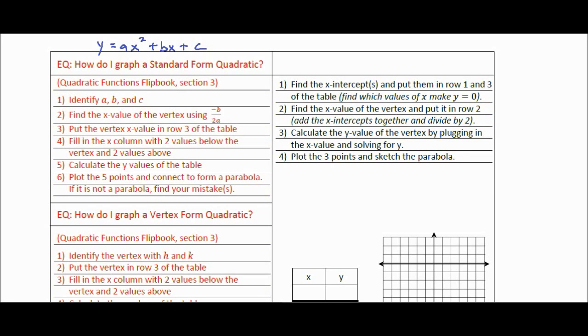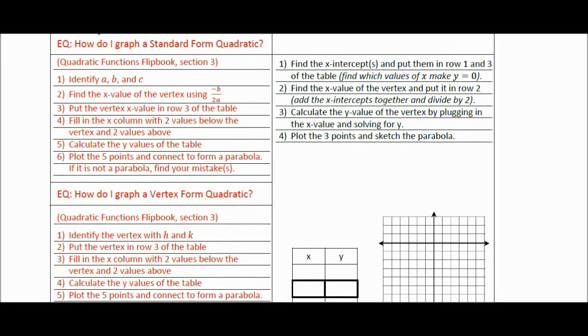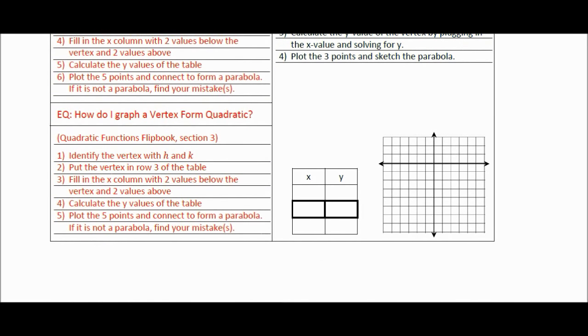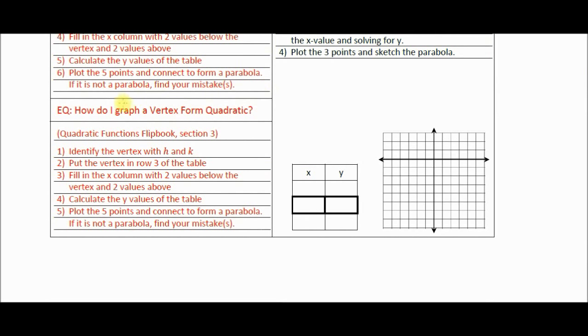Alright, we're back. Hopefully you've got those steps written down. The next review section is, how do I graph a vertex form quadratic? Let's write this on the bottom. Remember, your vertex form looks like this: y equals a times (x minus h) squared plus k.